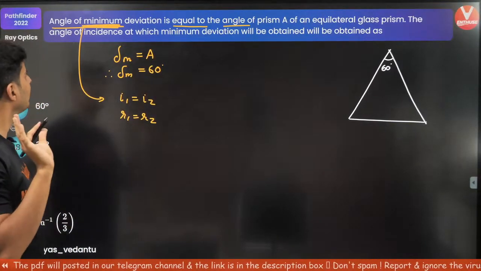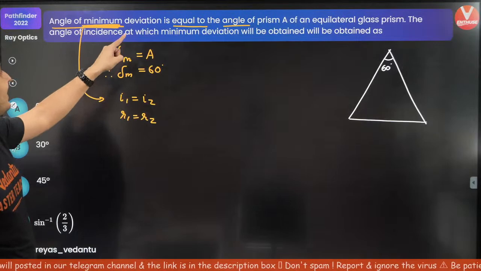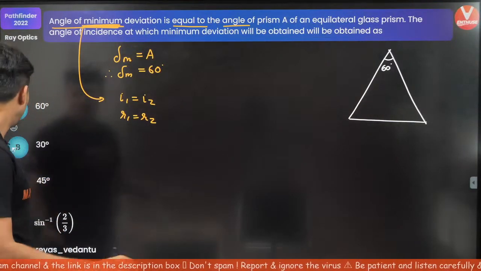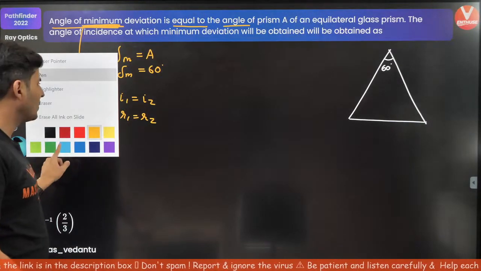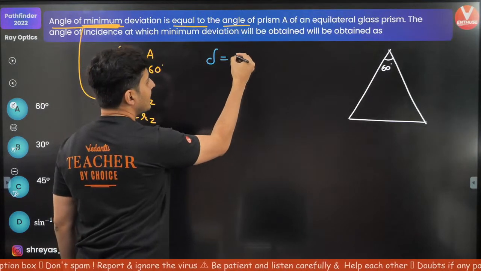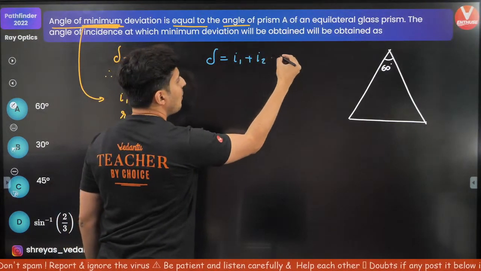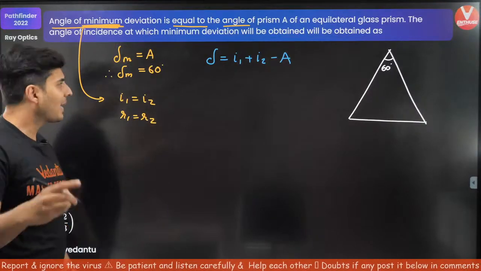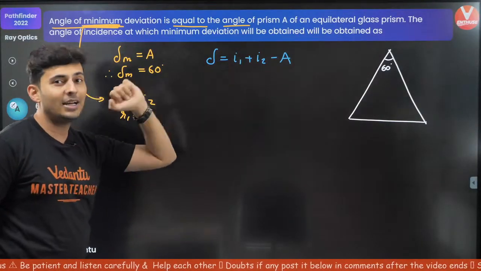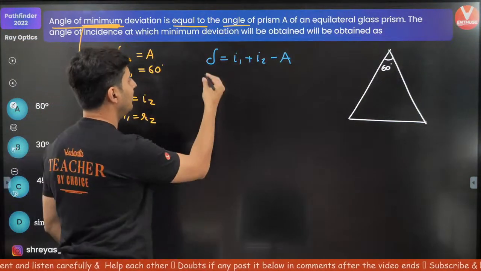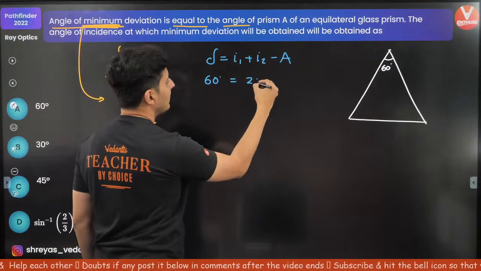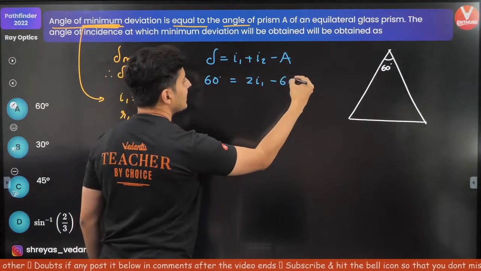Perfect? Great. Question is the angle of incidence at which minimum deviation will be obtained. Well, I think I know which formula I should use. Remember this formula? Delta is I1 plus I2 minus A. I know the value of delta. I know the value of A. I know I1 and I2 are also equal, so probably it will help. So delta is 60. I1 and I2 both are equal, so 2 times I1. A is nothing but 60.